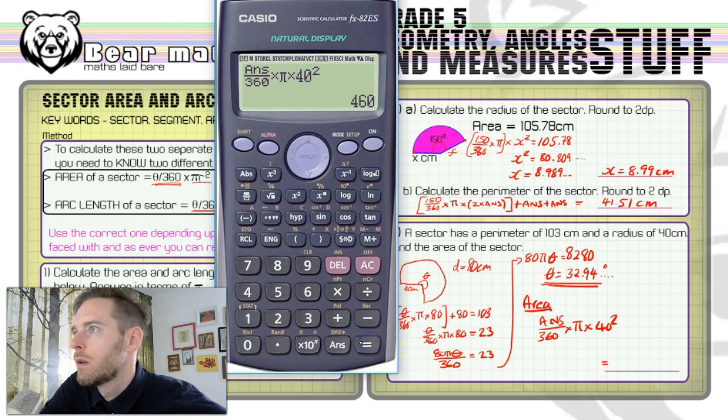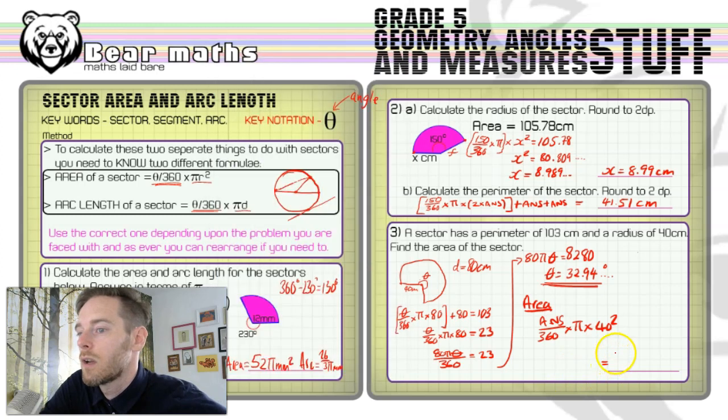There we go. Is that correct? So that's the answer that I used out of 360 times by pi times by 40 squared. That is 460. That seems like a lovely answer, doesn't it? 460, and then that would be in centimeters squared, all right, because it's an area. That's it. All right, really tricky.